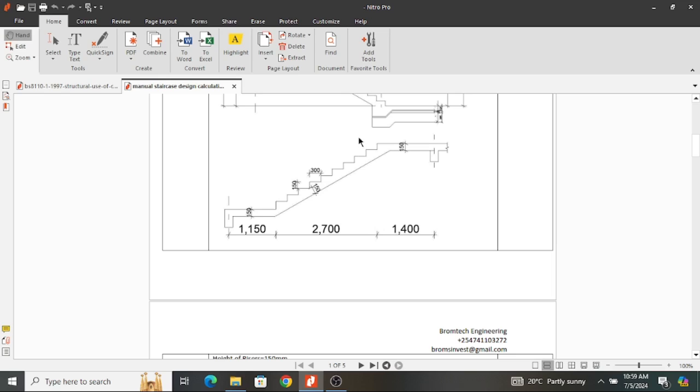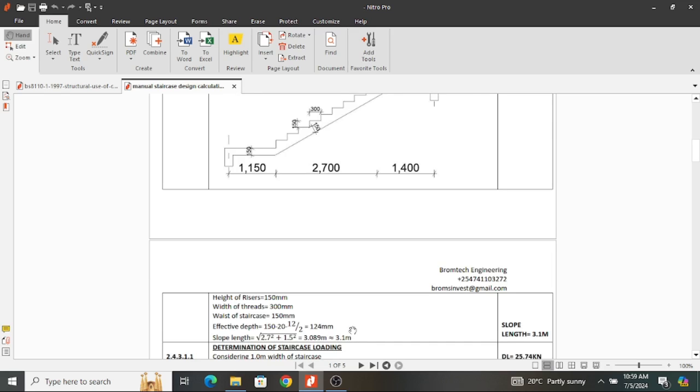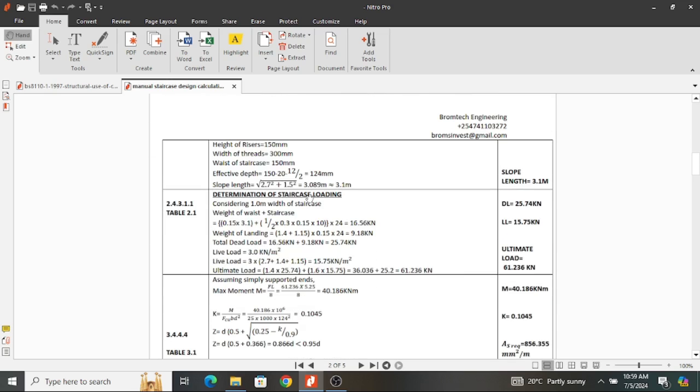Therefore, since they are acting on the steps, you can sum up the dimension of all steps. And since these steps are 9, I think 300 by 9 will give you 2700. So 2700 is what you will use for your live load, and not 3100. And also for the landing, you use 1400. So if you sum them up and you multiply that by 3, you're going to get 15.75 kilonewton per meter squared.